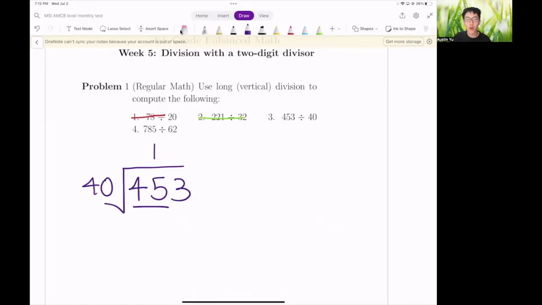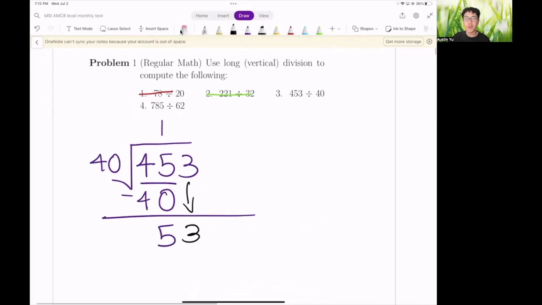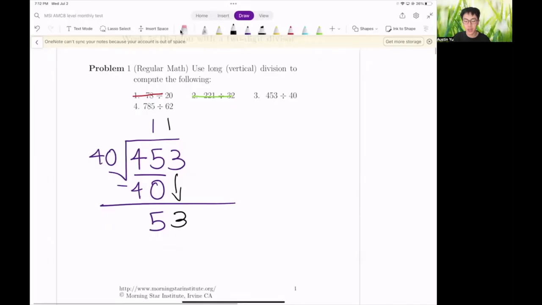Well, 40 can only go inside one time, right? So we put a 1 over here first, and then we subtract 40. And then what's 45 minus 40? Well, that's just 5, right? And then we drag down the 3 to make it 53. And since 53 is still greater than 40, we can divide one more time. 40 goes into 53 exactly one time, so we put 1 here and subtract 40 again.